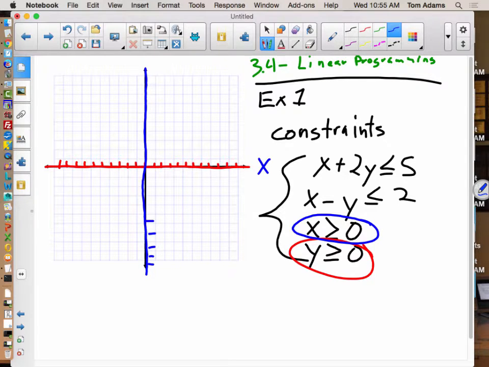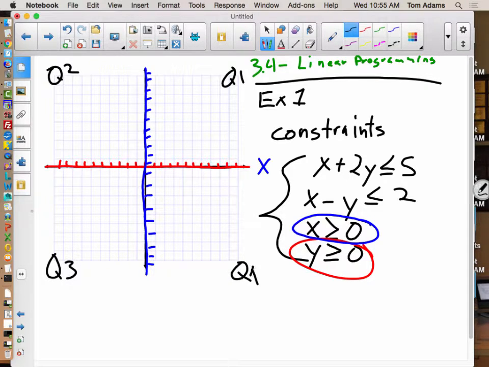Now I'm not going to shade the whole thing. I'm just going to make these little arrows as a reminder. Already, do you guys know what quadrant we're trapped in? Quadrant 1. Remember, this is quadrant 1, this is quadrant 2, this is quadrant 3, and this is quadrant 4. So already, our feasible region is trapped in quadrant 1.